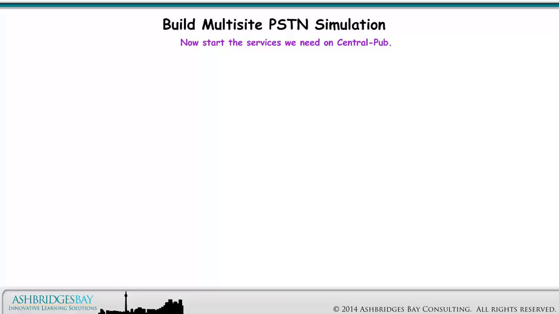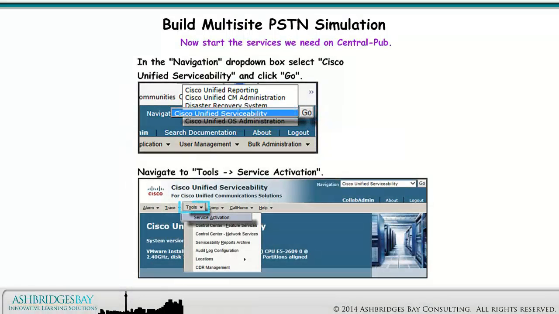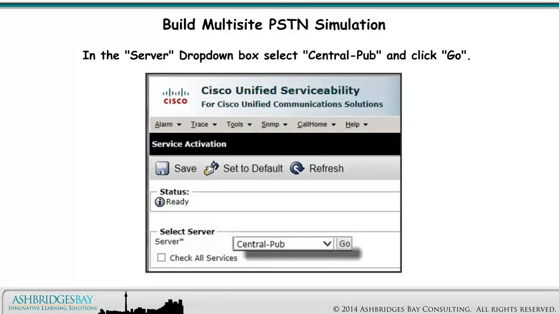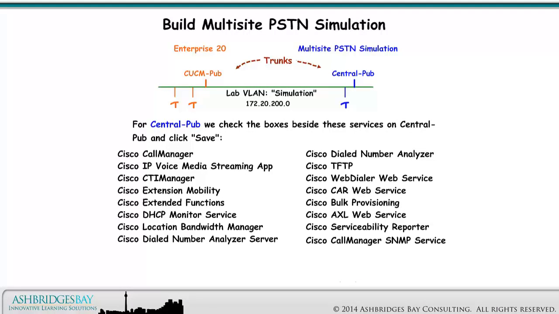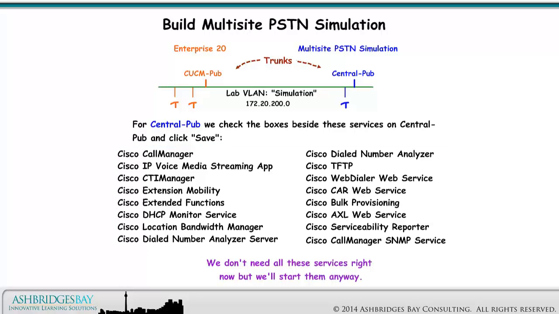Now start the services we need on Central Pub. In the navigation drop-down box, select Cisco Unified Serviceability and click Go. Navigate to Tools, Service Activation. In the server drop-down box, select Central Pub and click Go. For Central Pub, we check the boxes beside these services and click Save. We don't need all these services right now, but we'll start them anyway.